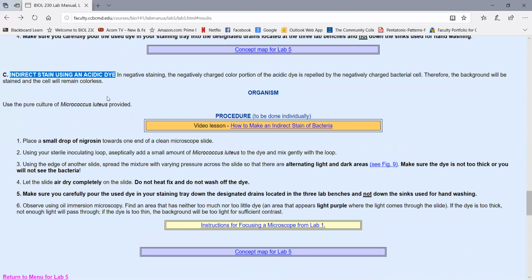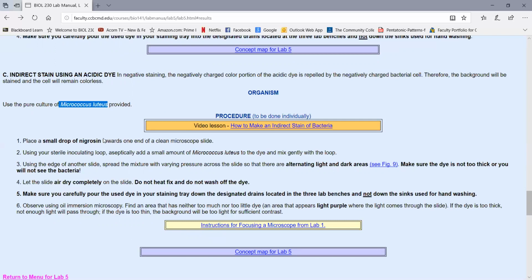Now I'm going to show you a demonstration of this slide for you to recognize on a practical, rather than have you do the staining procedure yourself. But here's the staining procedure for the indirect stain. I normally have people do an indirect stain of Micrococcus luteus, just because it's more dramatic looking than the Staphylococcus when you see it. When you get a good indirect stain, it kind of pops out like Van Gogh's Starry Night.